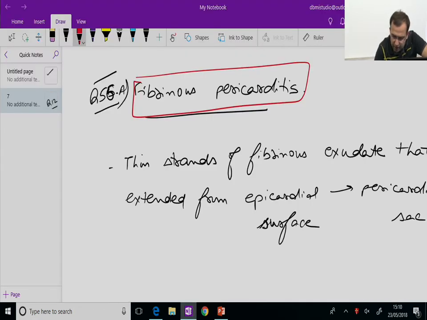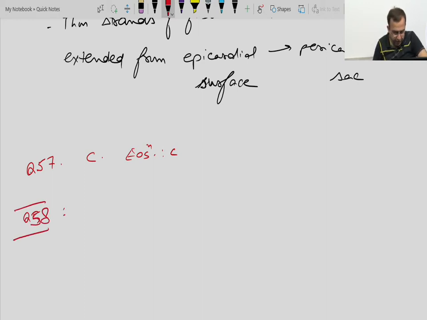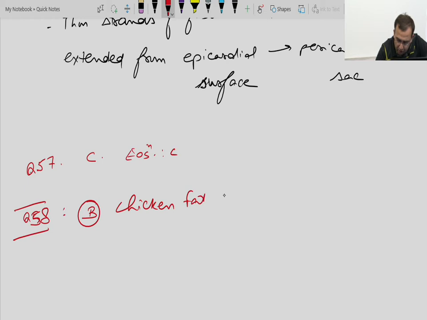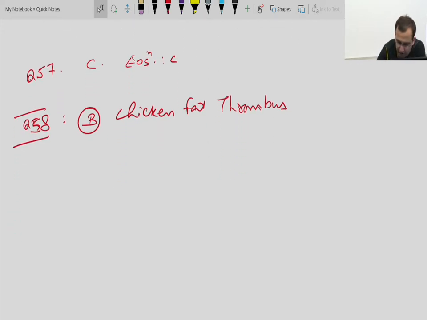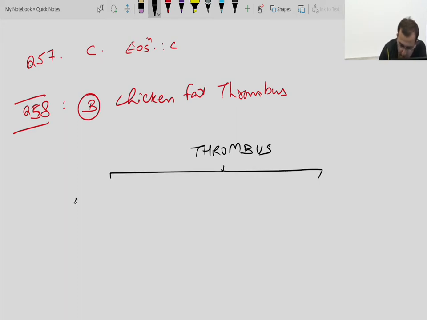So let us see this in more detail. Starting with question 58. For question 57, the answer was C, that is eosinophils. Coming to question number 58, the answer is B, that is chicken fat thrombus. So let us look at this in more detail. Thrombus, I can divide this into two types: arterial thrombi and venous thrombi.